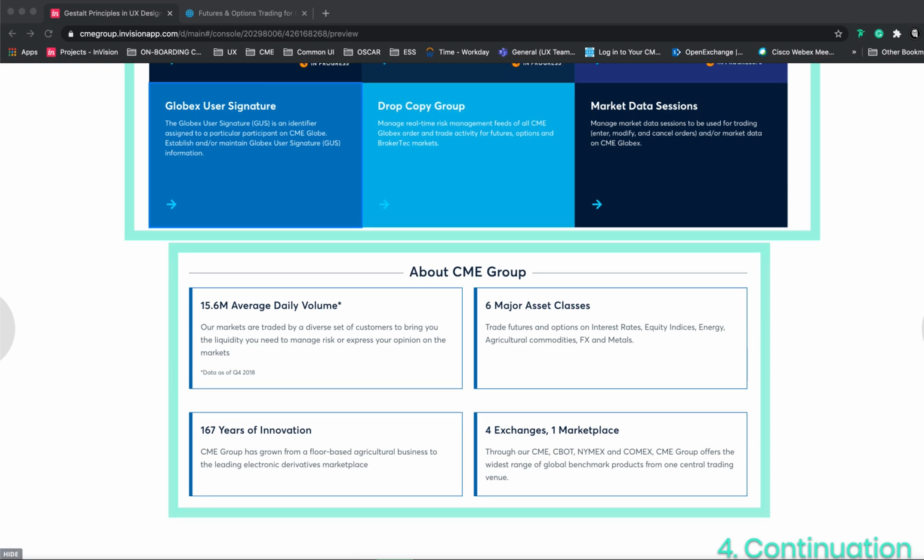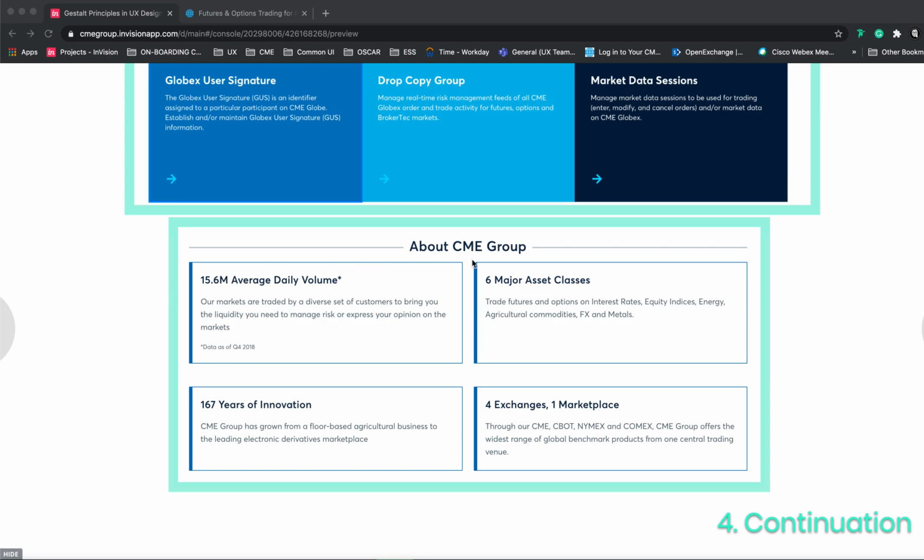In this example, we see our about CME group tiles that share an area with a clearly defined boundary. So in design, we are often using tiles to group coherent elements. So this one is representing everything about CME, but in different categories based on what the topic is.